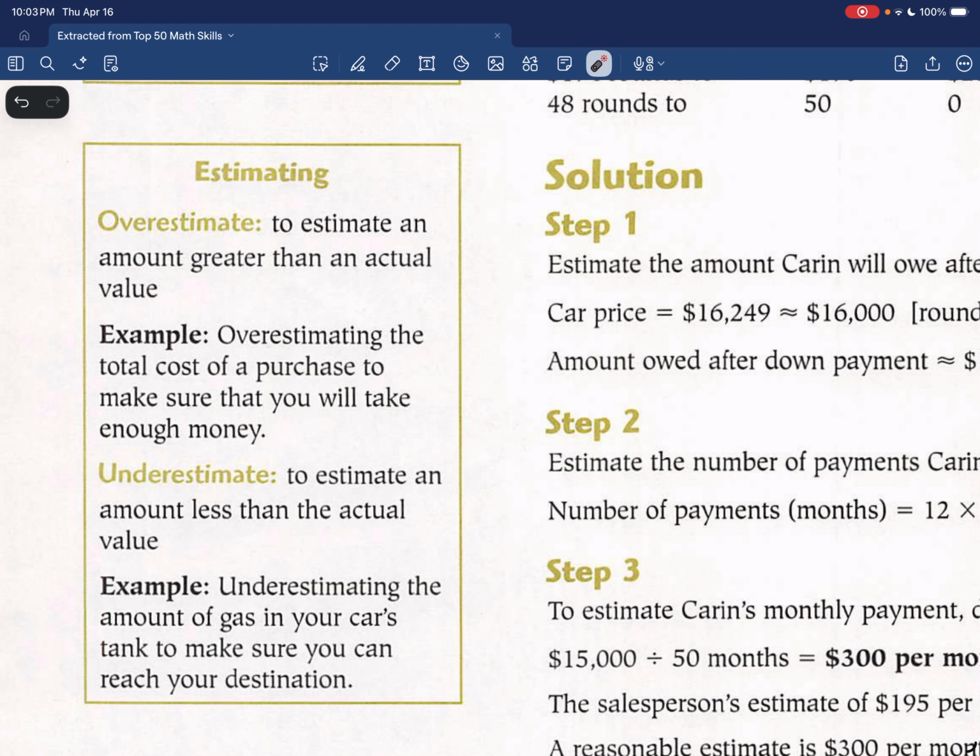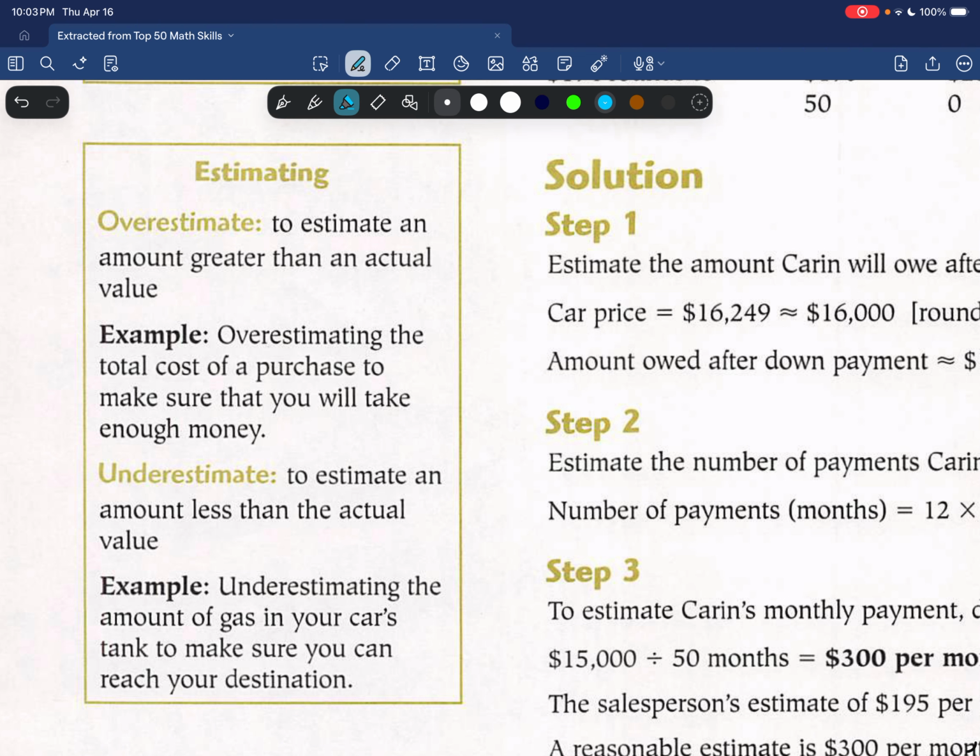So a couple of terms that you need to know are overestimate and underestimate. Let's look at overestimate first. There are times that you would want to overestimate, and we'll talk about those. Overestimate means to estimate an amount greater than an actual value. For example, overestimating the total cost of a purchase to make sure that you will take enough money.